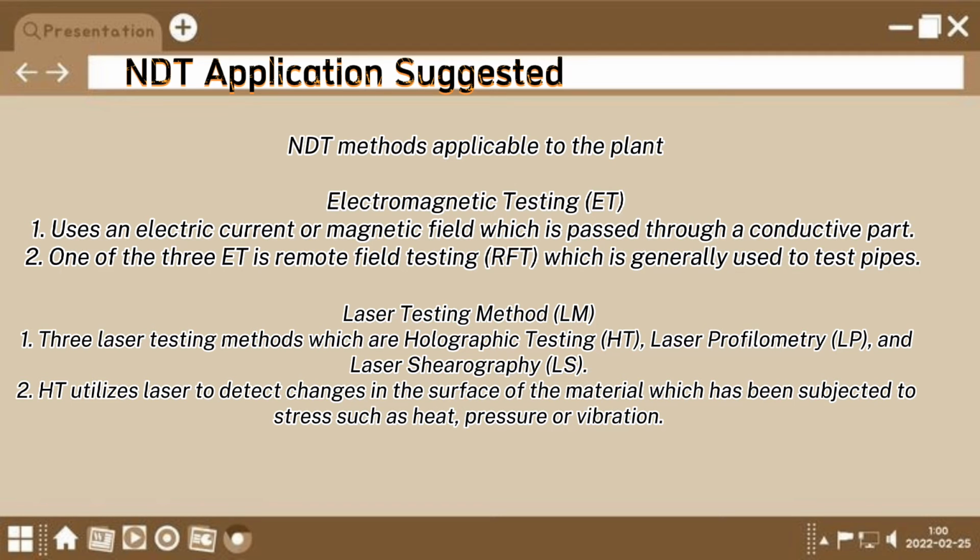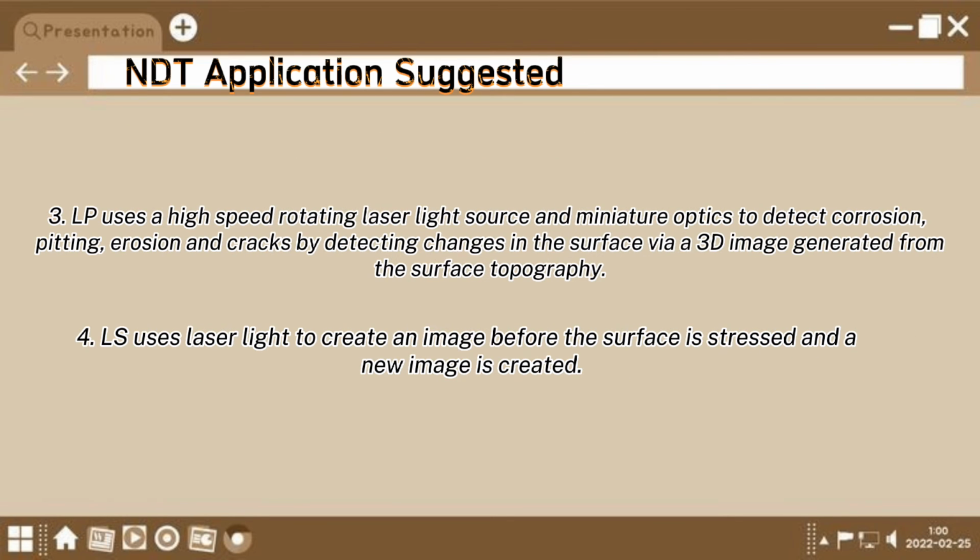Laser profilometry detects surface changes by a 3D image created from the surface topography and a high-speed rotating laser light source to identify corrosion, pitting, erosion, and also cracks. Before the surface is pressured and a new image is generated, laser shearography employs laser light to create an image to find out whether there are any flaws. These photographs are put side by side to compare.